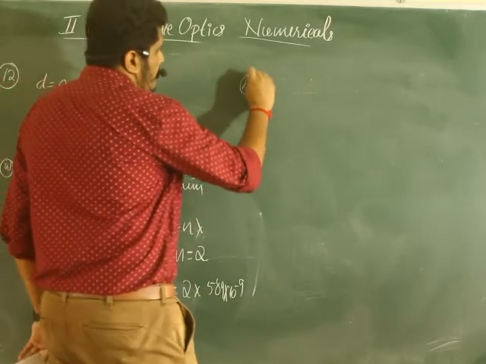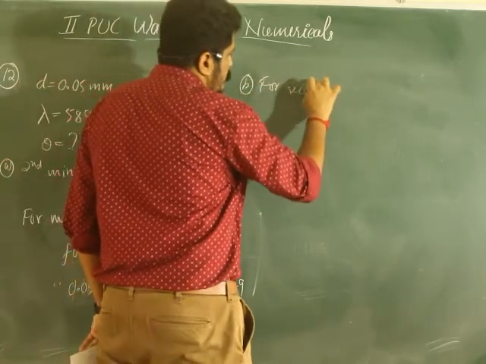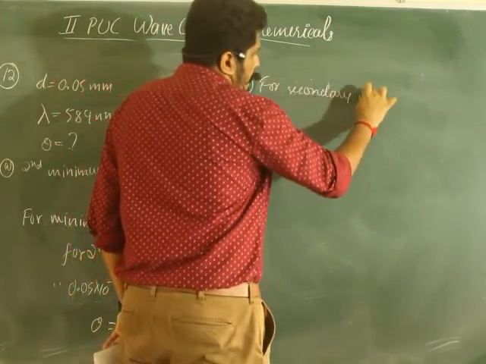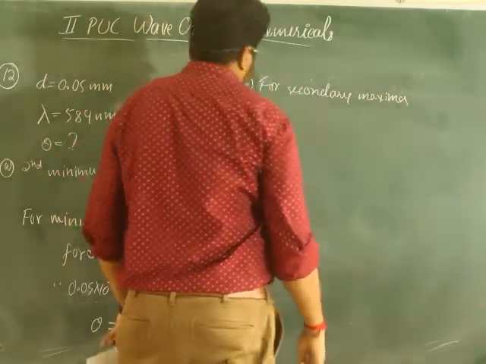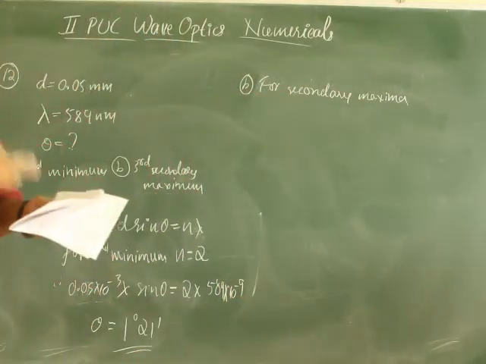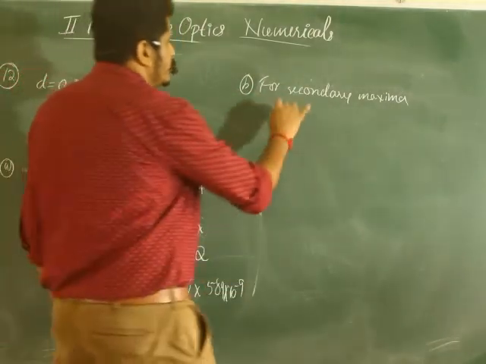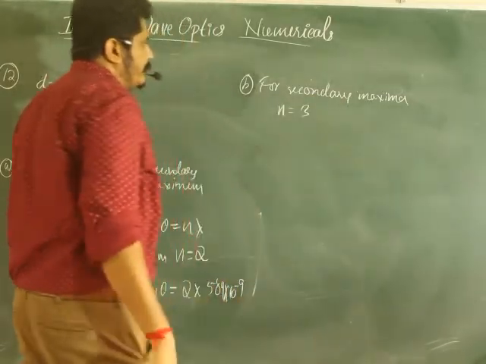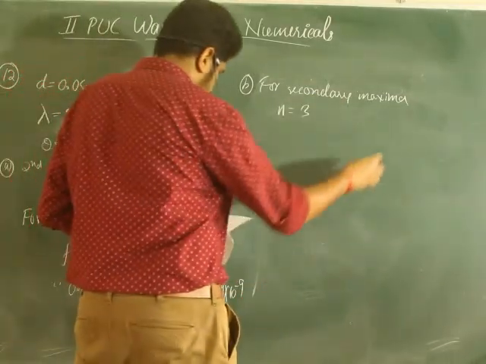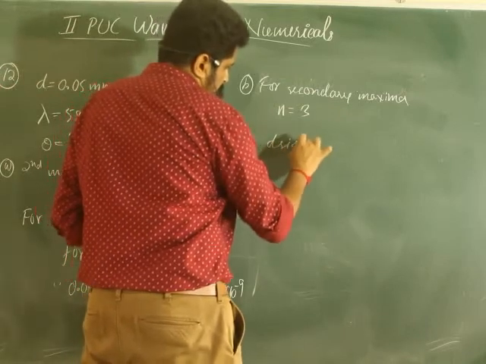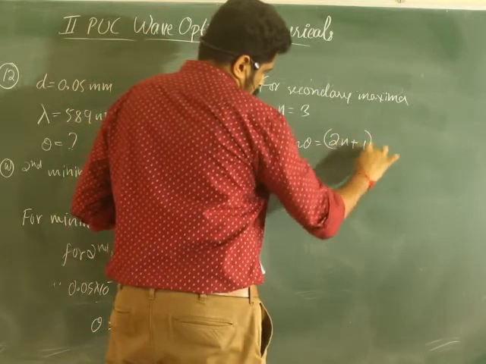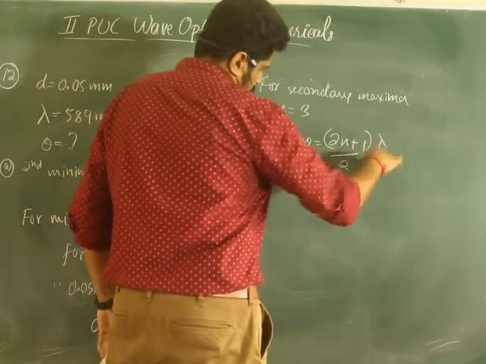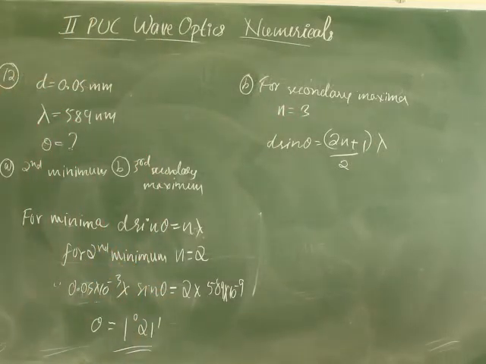So secondary maxima, sub question B. For secondary maxima, which secondary maxima? Of course, given there, third secondary maxima. So n equal to 3 directly I will write. So what is the formula? That is given by d sine theta equal to (2n plus 1) by 2 into lambda. Like this we get the formula, correct?